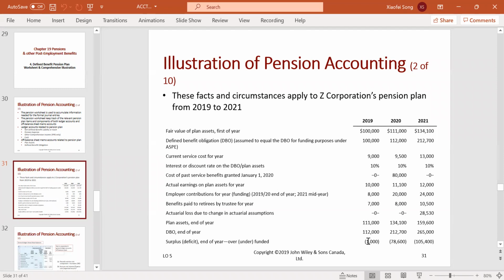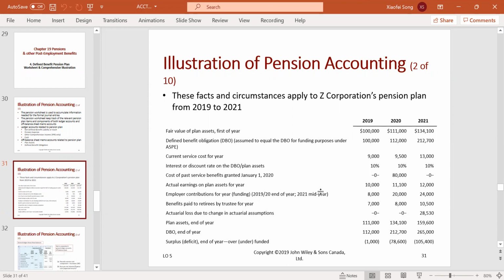Now, these were the courtesy items: plan assets at the end of the year, defined benefit obligation of the year, surplus deficit, because we're supposed to be able to determine it, right? So these are courtesy items kind of thing. One more detail: employer contribution for the year. Okay, there's a note here that says 2019 and 2020 at the end of the year, and 2021 mid-year.